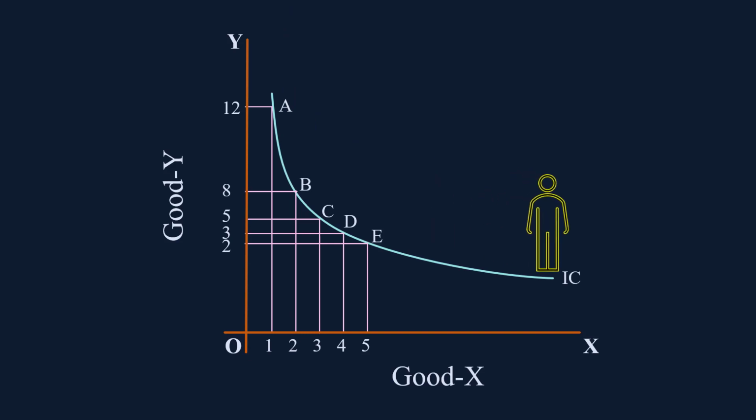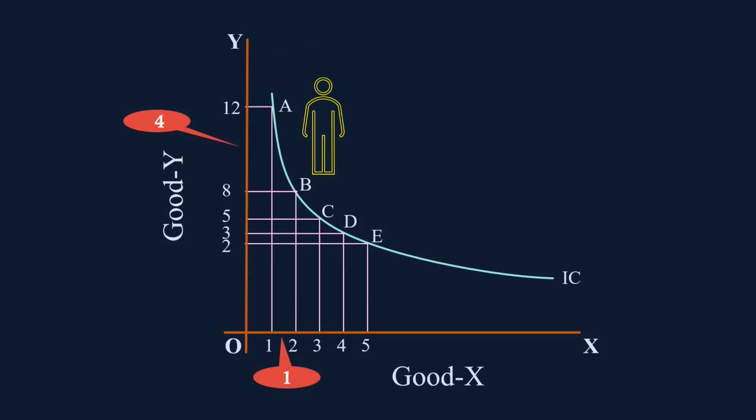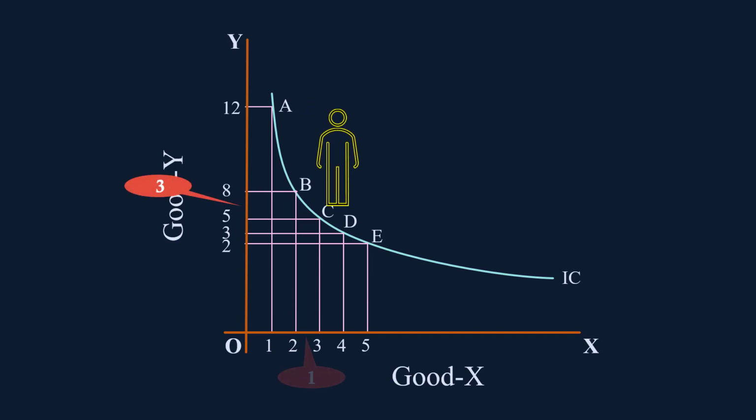As the consumer slides down along the indifference curve, his willingness to part with the number of units of good Y in order to acquire one additional unit of good X falls. For example, when he moves from point A to B, consumer parts with 4 units of good Y in order to get one additional unit of good X. When he moves from point B to C on the same indifference curve, he is willing to part with only 3 units of good Y in order to get one additional unit of X.